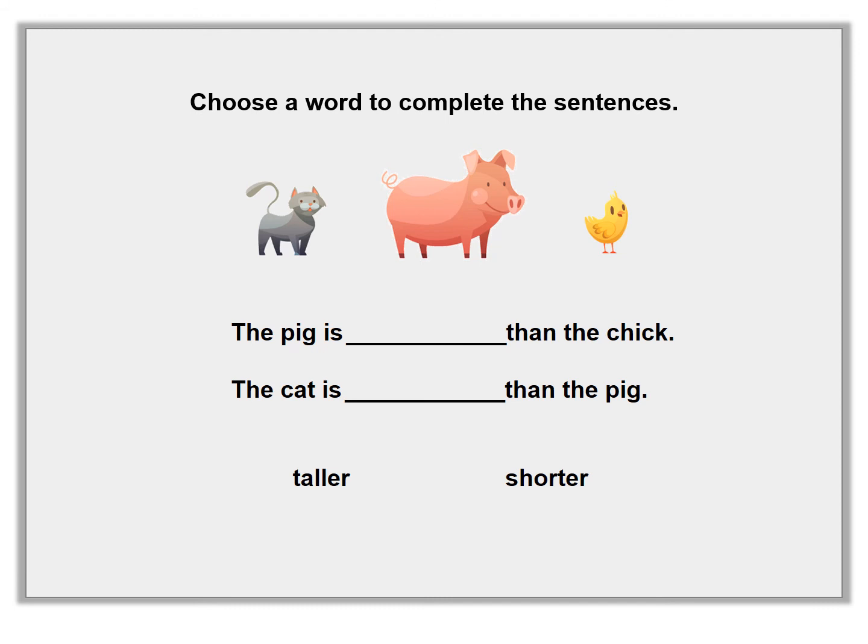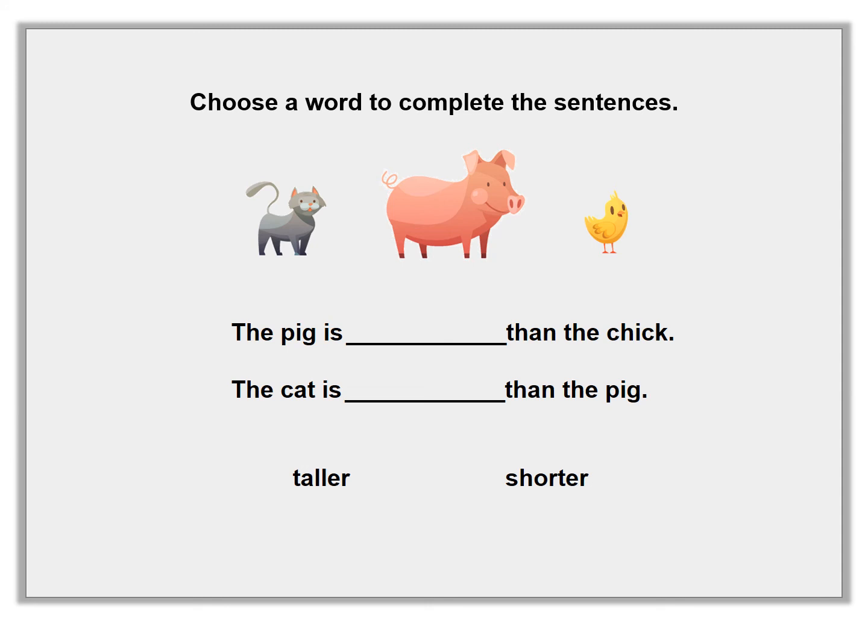Right, so we need to choose a word to complete these sentences. We've got the word taller along the bottom and the word shorter along the bottom. It says the pig is something than the chick. So point to the pig, point to the chick. Is the pig taller than the chick or is the pig shorter than the chick? Well done, the pig is taller than the chick.